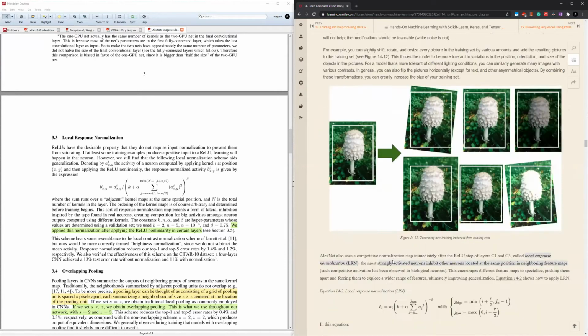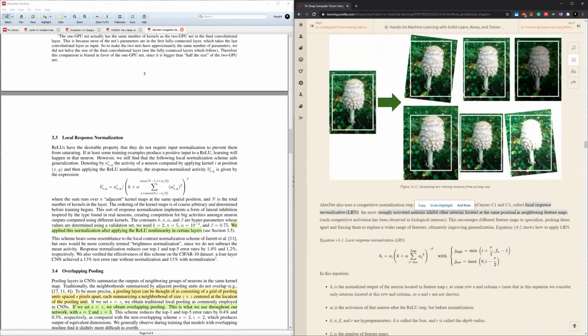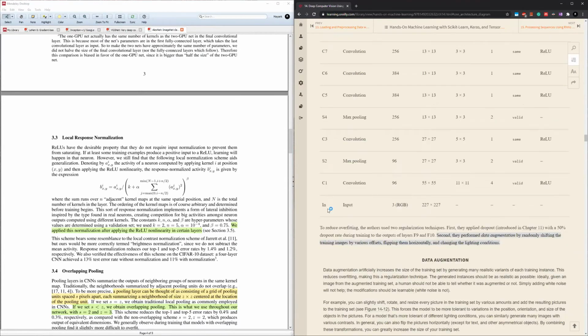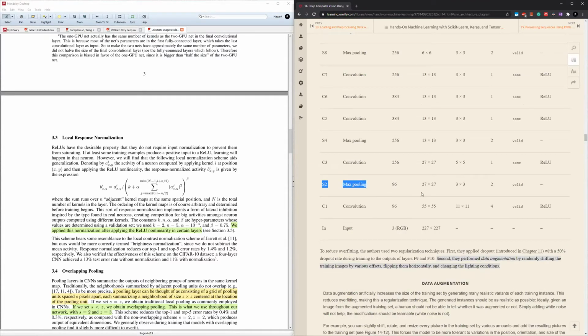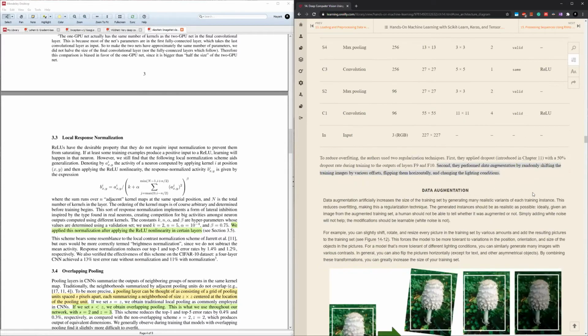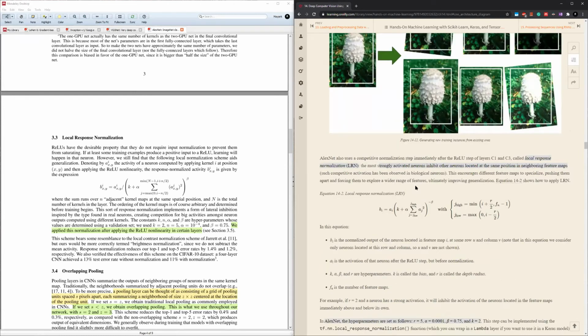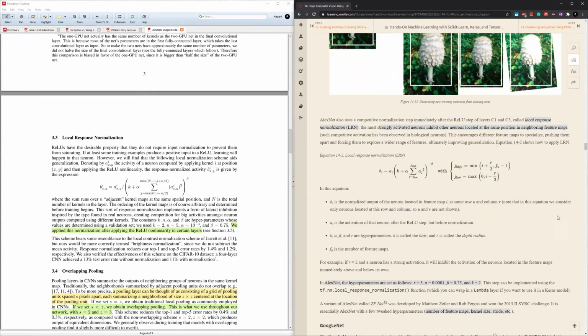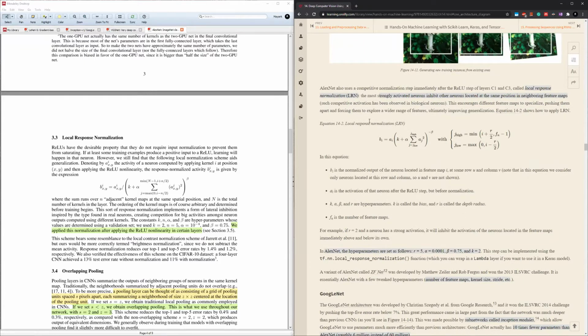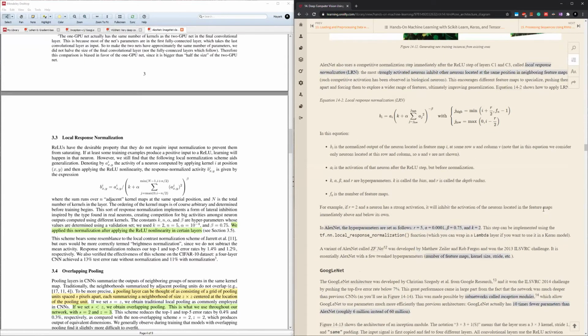Between the C1 and C3 layers, they have introduced this max pooling with respect to the local response normalization. What it does is encourage the feature maps to specialize, pushing them apart and forcing them to have a wider range of features, which improves the generalization. And this is the formula for it.